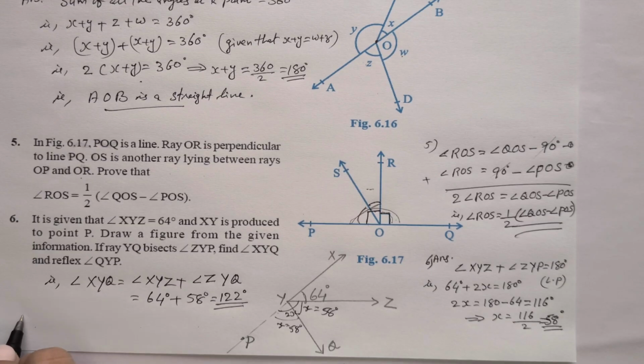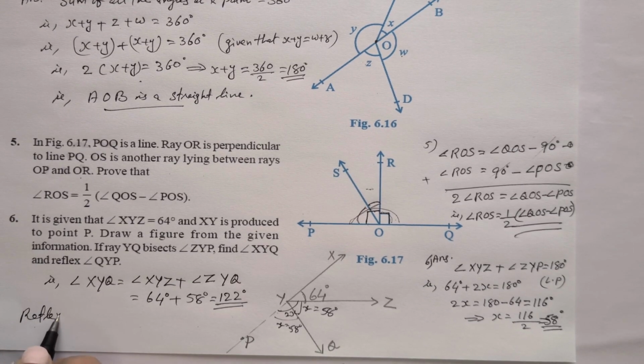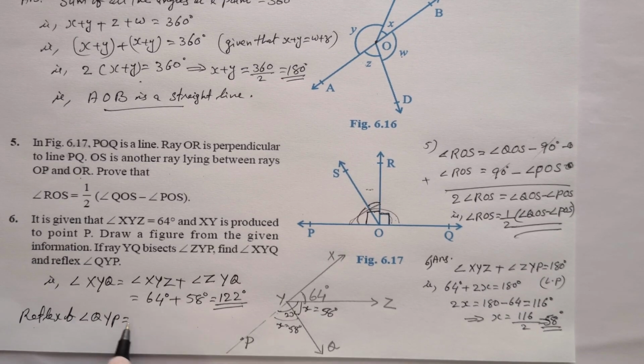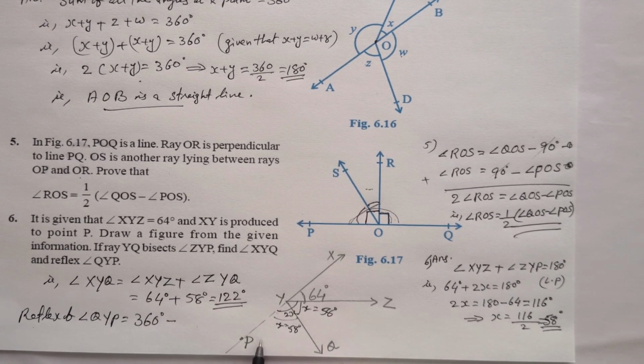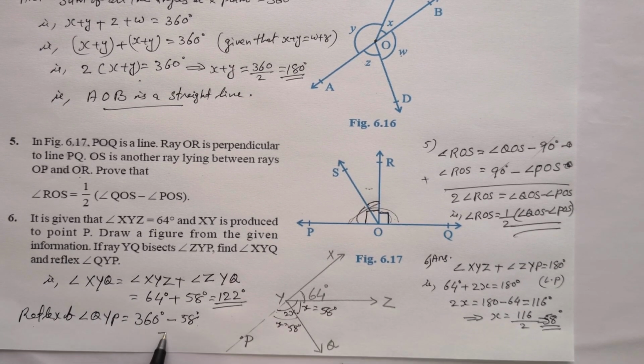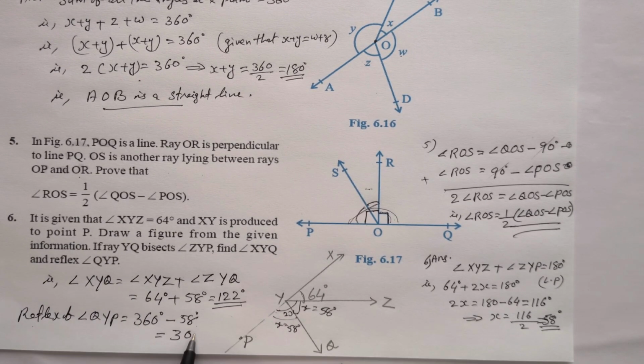Then reflex of angle QYP is equal to 360 degree minus angle QYP, which is 58. So 360 minus 58 is equal to 302.